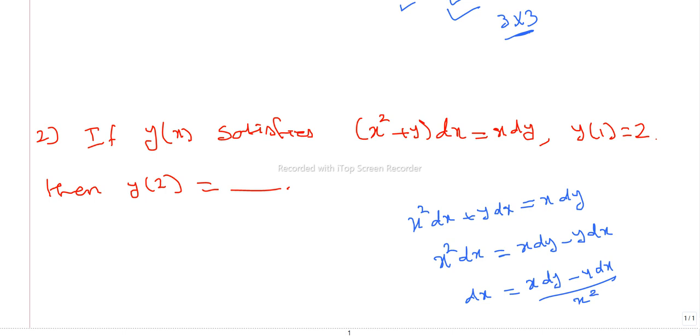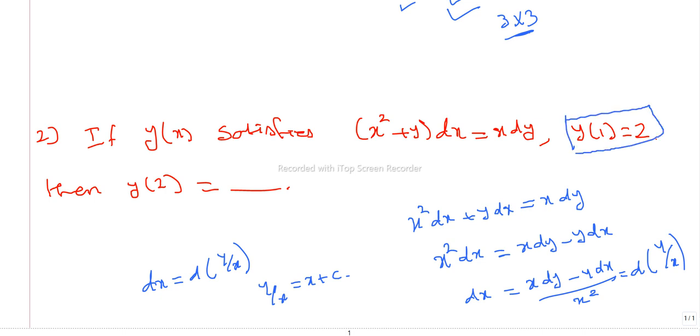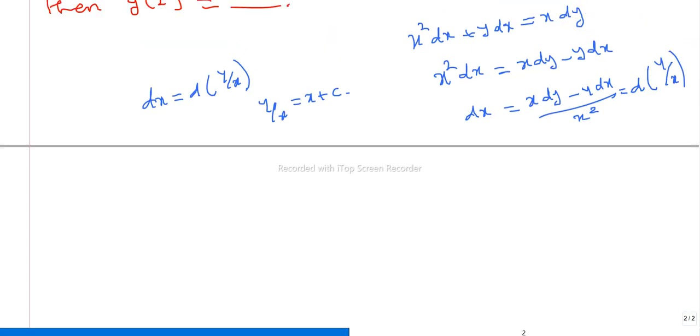Now the right hand side is of the form u by v, that is d of y by x, because you fix the denominator square and then differentiate the numerator. So therefore we get dx equal to d of y by x. Now if you integrate both sides, we get y by x equal to x plus some constant c. Now using this initial condition, x equal to 1, y of 1 is 2, we have to find the value of c.